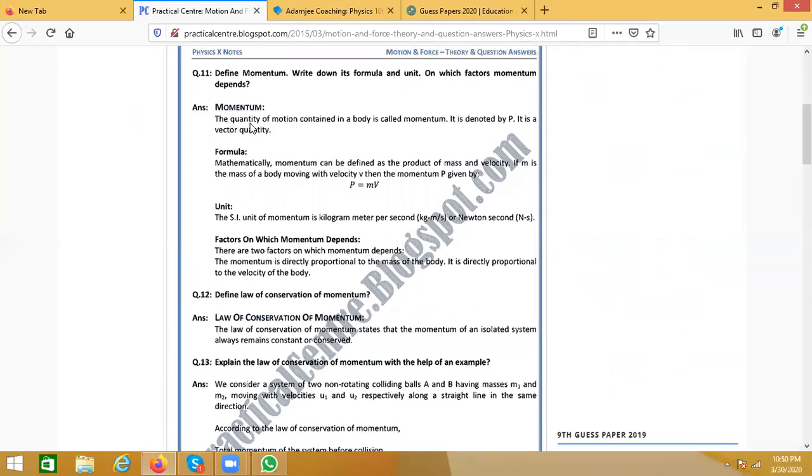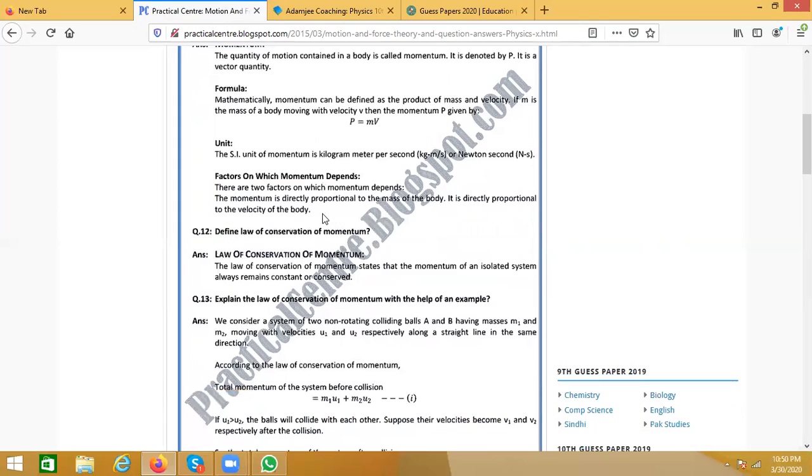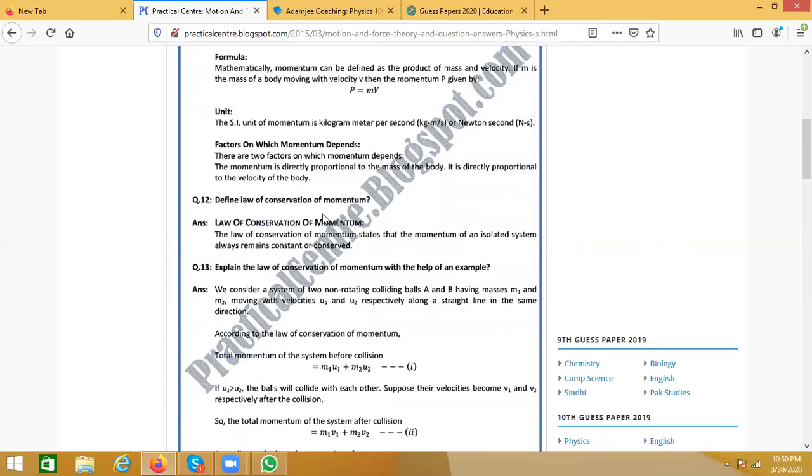The quantity of motion contained in a body is called momentum, and it is denoted by P, and it is a vector quantity, right? So if you can see the formula, P is equal to mv. m stands for mass, and v here stands for velocity. The SI unit will be kilograms meters per second, or another unit can be newton second. It is directly proportional to the mass of the body and velocity of the body.